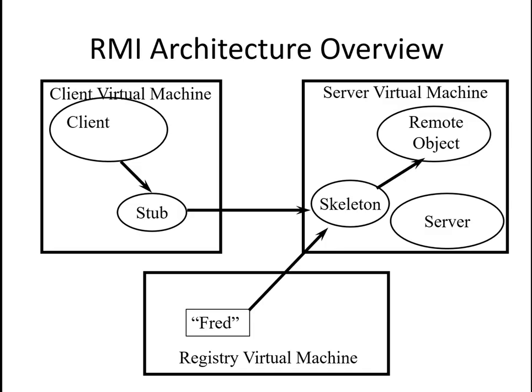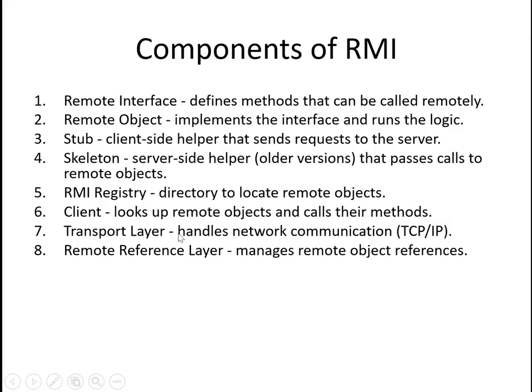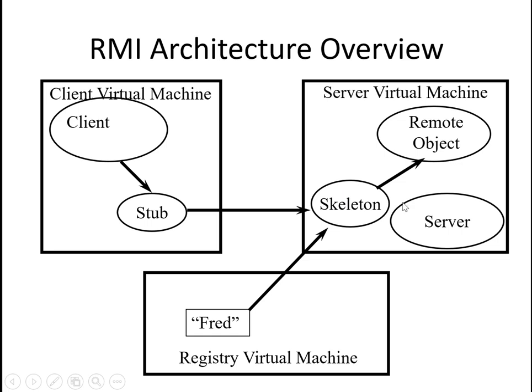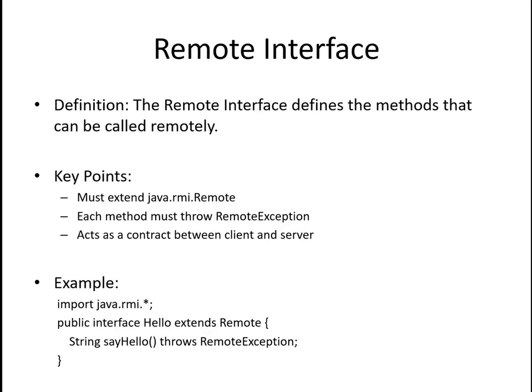Okay, let's see all the components one by one, step by step. We'll see what a remote interface is, what a remote object is, stub, skeleton, RMI registry, and all those things. Let me start with the remote interface. This is the first step you will create when you develop an application. It is an interface which you create first when building an RMI application.